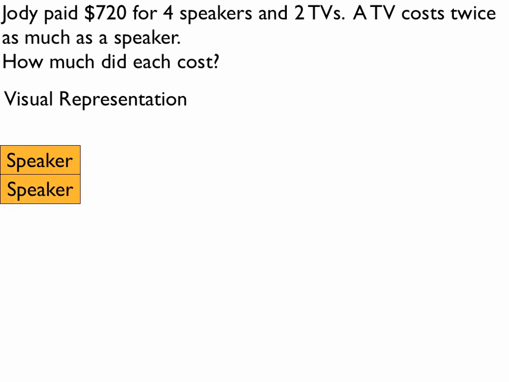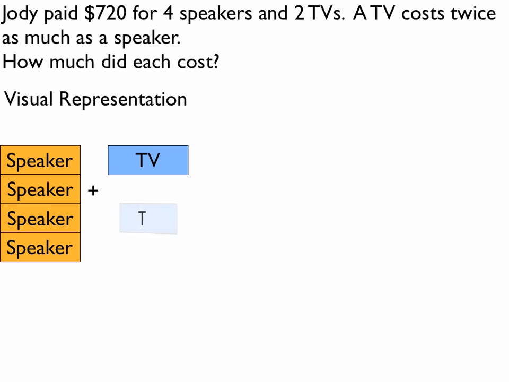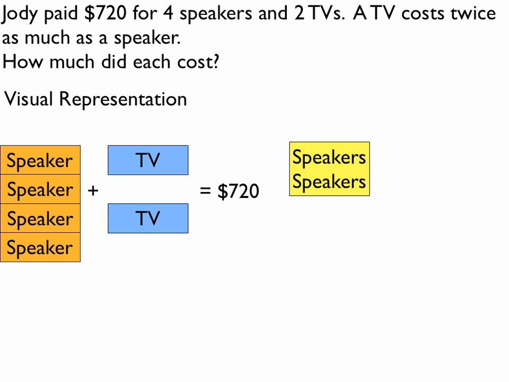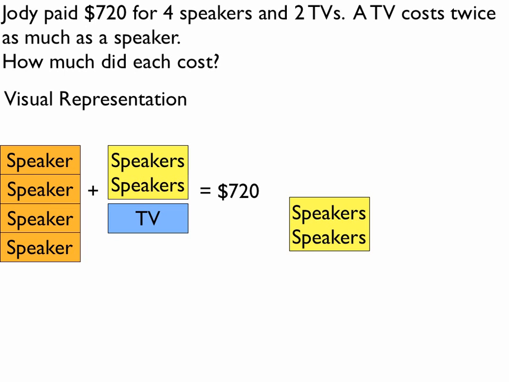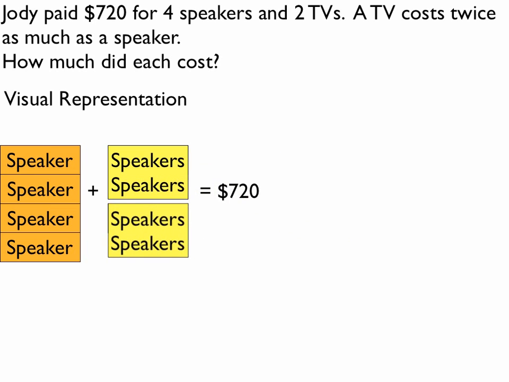So I have 1 speaker, 2, 3, 4 speakers. Okay. I'm going to add in my TVs. So I've got 1 TV, 2 TV. And now that equals a total of $720. Now it tells me a TV costs twice as much as a speaker. So every TV is worth basically 2 speakers. So for the top TV, I'm going to bring out 2 speakers. And for the bottom TV, I'm going to bring out 2 speakers. So basically I'm going to replace them. Since 1 TV is equal to 2 speakers, I'm going to go ahead and throw that in there like so. And again, I'm going to do this for the other one as well.